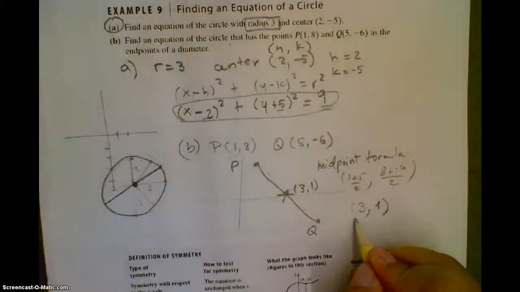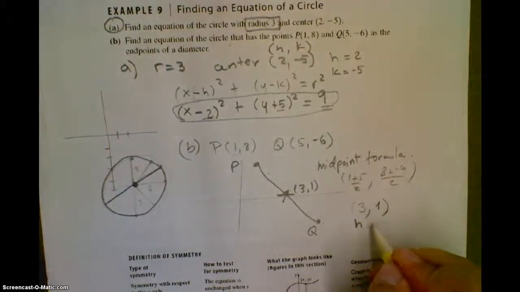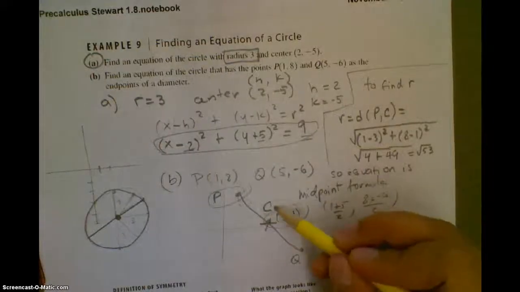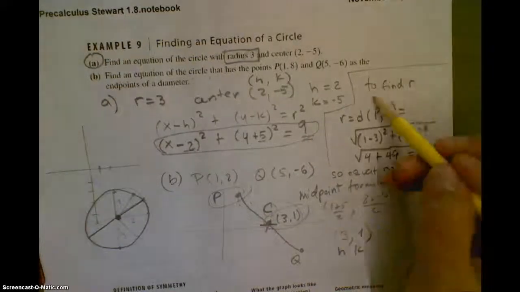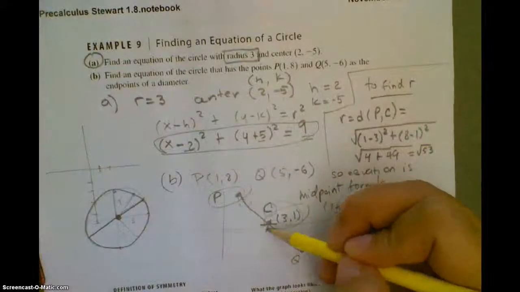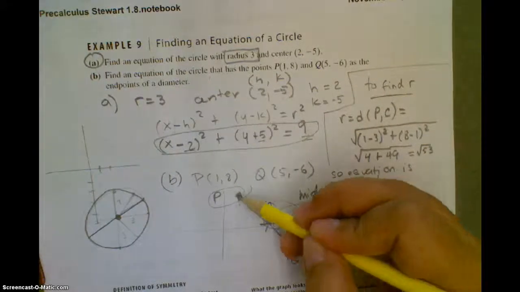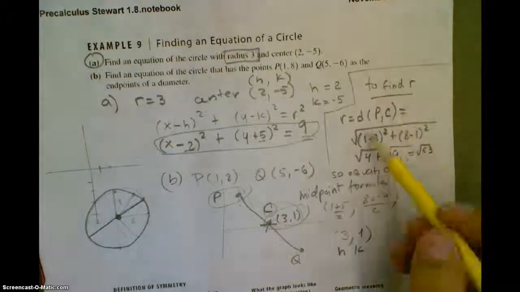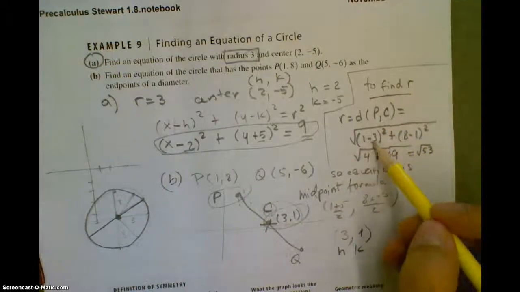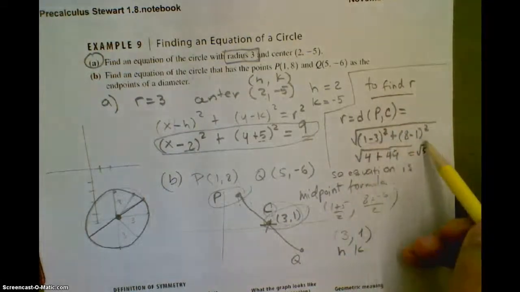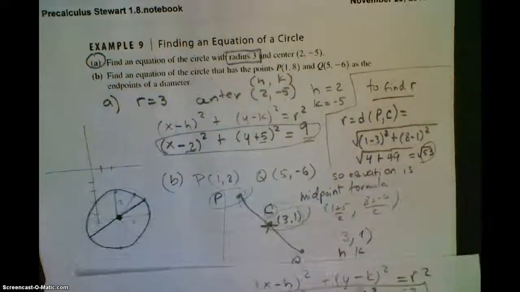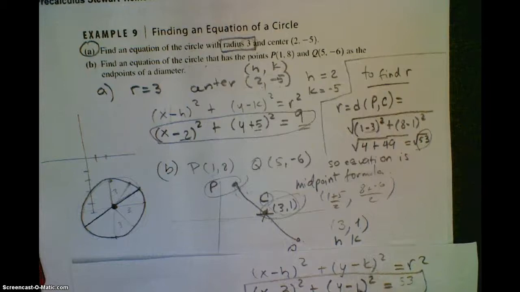If I know the center, then I know h and I know k. Since I found the center, let me just call it C. The center is at 3, 1. And then to find the radius, I just have to find the distance between P and C, or between P and the center. And then I just apply the formula, square root of the difference of the x's squared plus the difference of the y's squared. And then I find that it's square root of 53. And then I replace in the formula everything I know. h is 3, k is 1, and the radius is square root of 53.